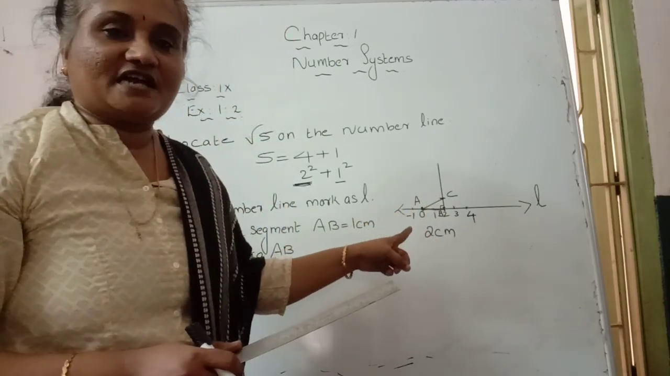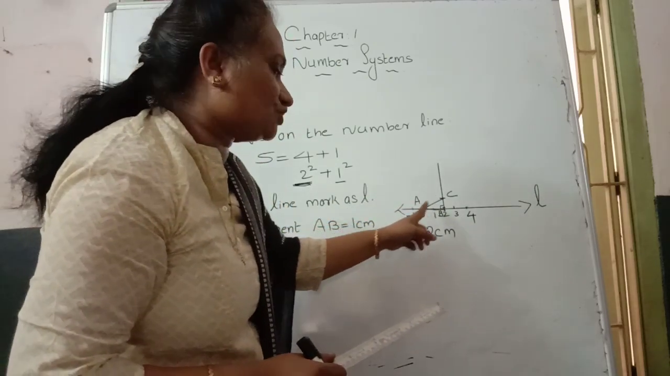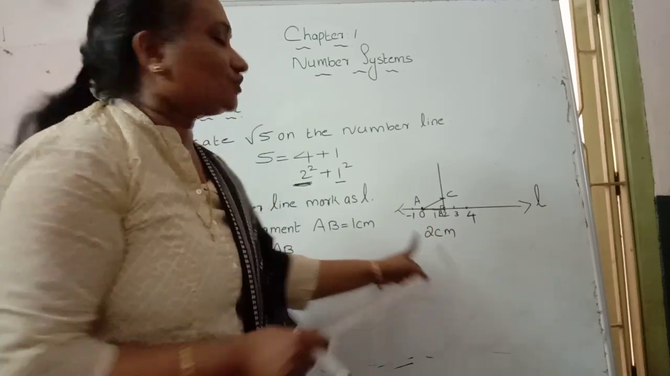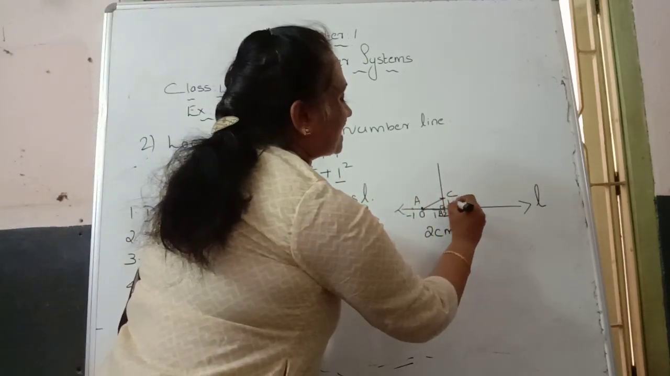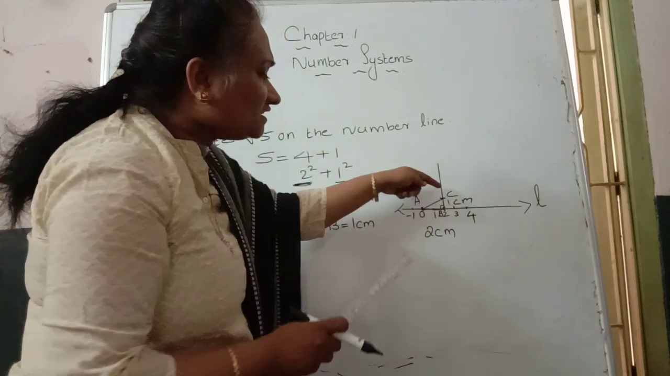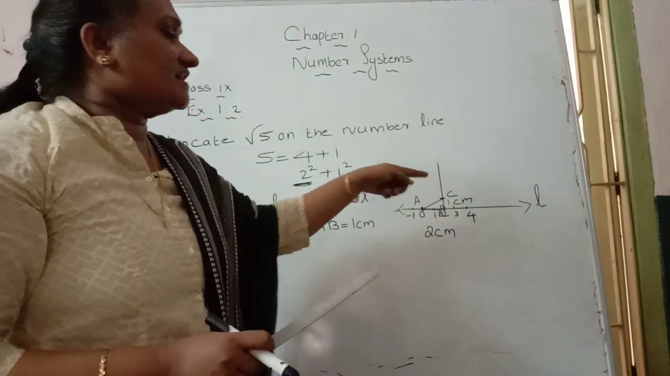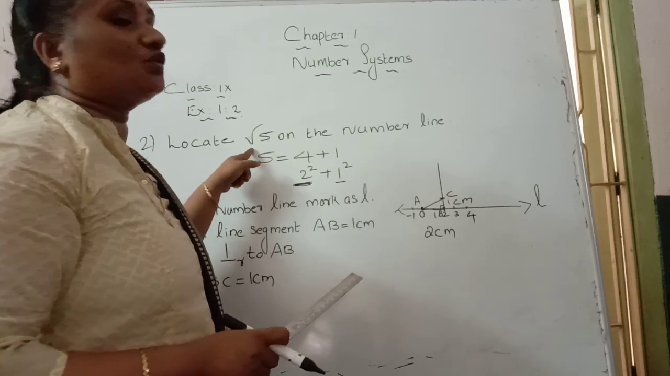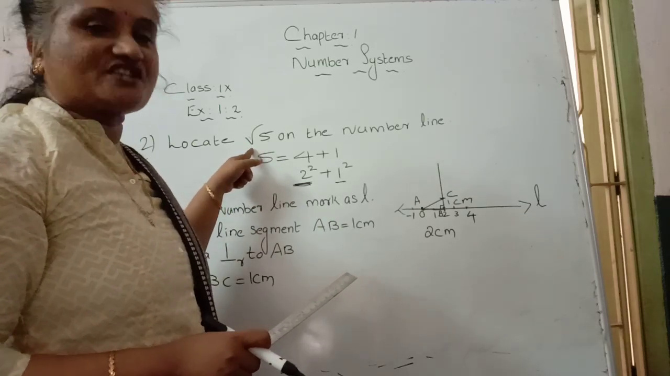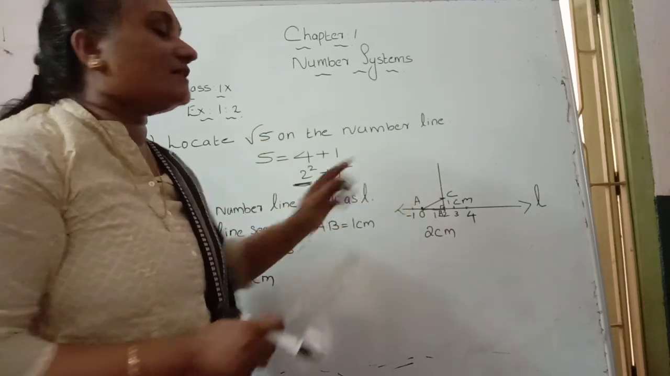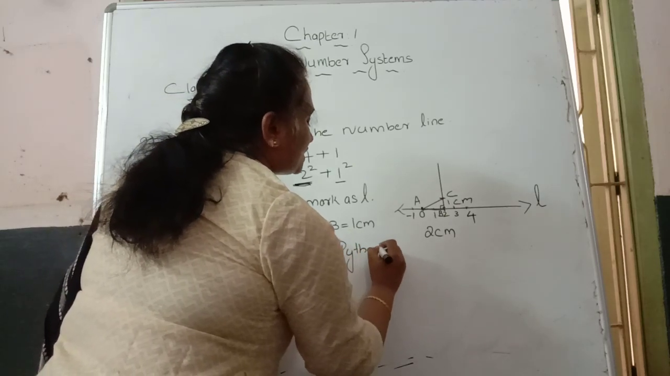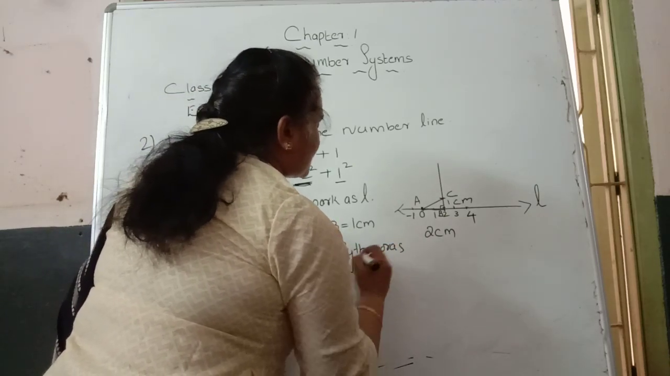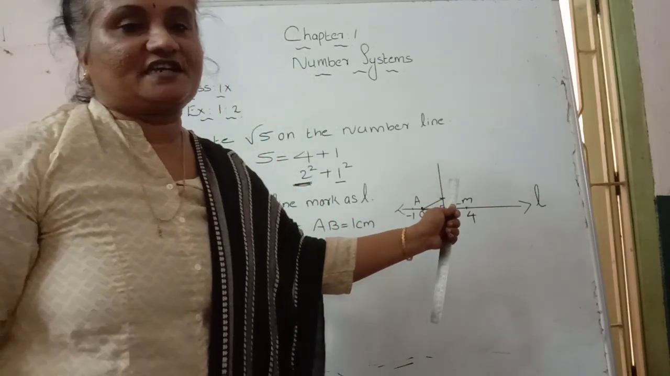Again we get which shape? A right angle triangle. Then we know the A to B distance is how much? 2 centimeter. And the B to C distance is how much? 1 centimeter. Then what about AC? Will AC become √5 or not? We want to check it. How to check it? By using the Pythagoras theorem.